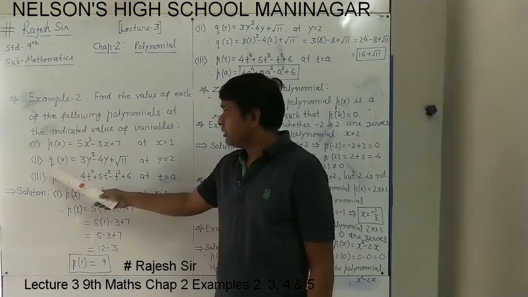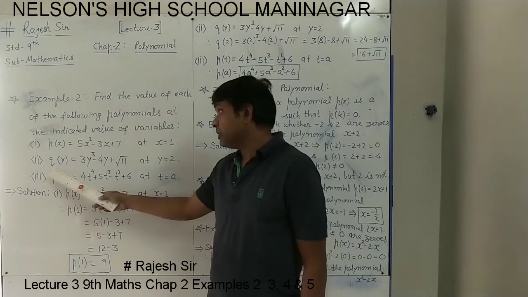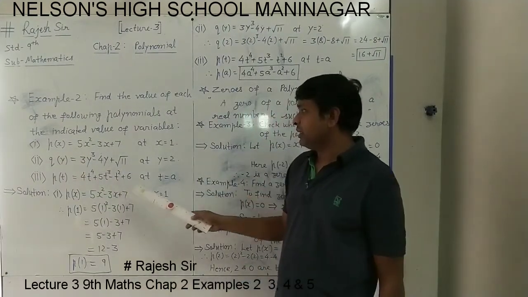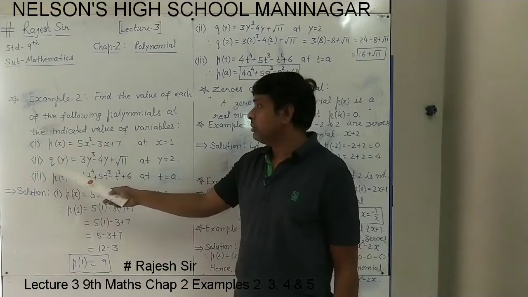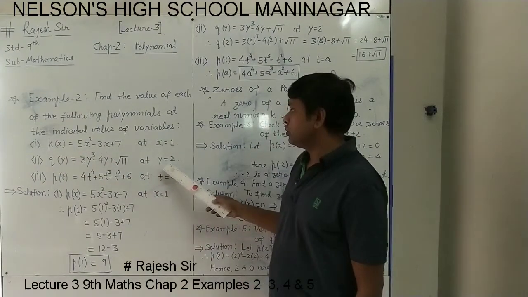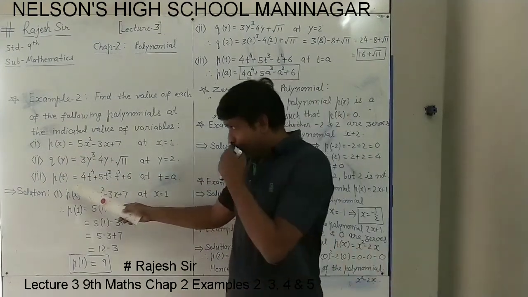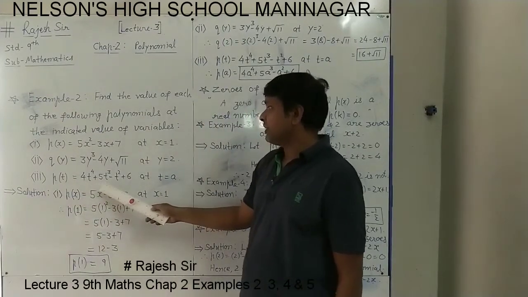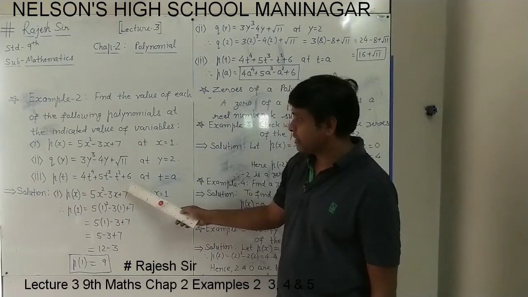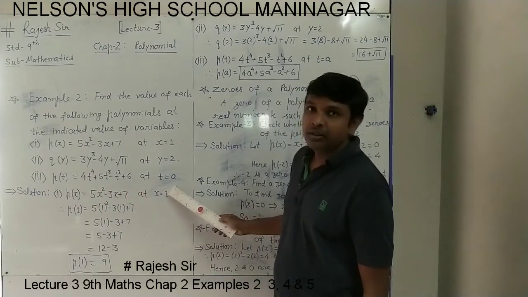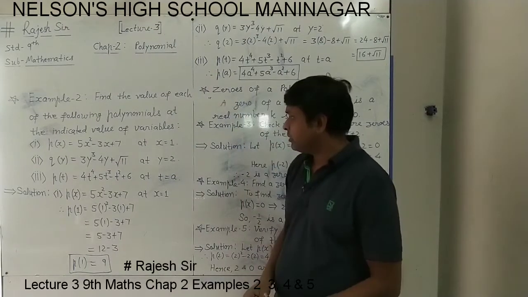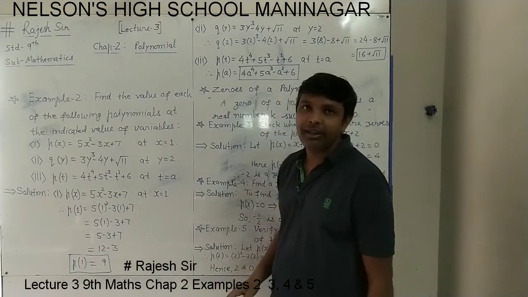The second polynomial is q(y) = 3y³ − 4y + √11, and we have to find its value at y = 2. The third polynomial is p(t) = 4 + 5t³ − t² + 6 at t = a. We have to find its value. So one by one we will find the values of the polynomials at the indicated values.